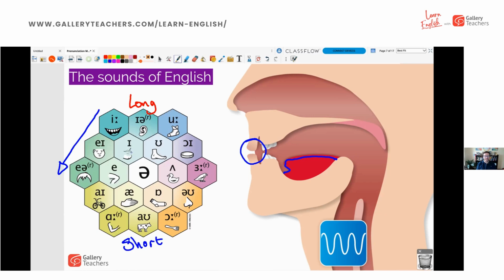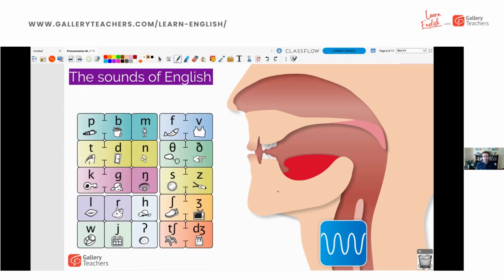And the short ones, I, E, A. Look how your mouth is quite relaxed. I, E, A, O. These middle ones can be hard, but we're going to come back to looking at the vowels in a few moments. There is another sound here, but for now, we're not going to talk about that. This will be more important in the next masterclass.